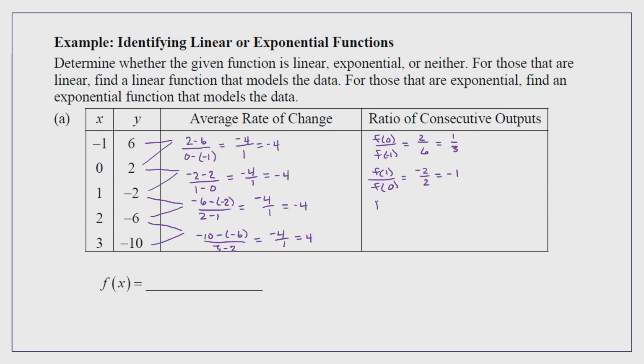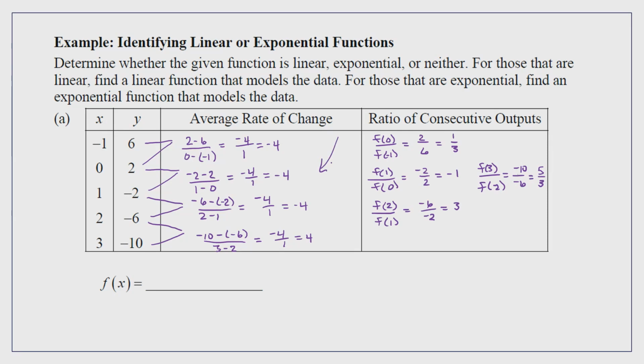Then we will take f of 2 and f of 1, which equals negative 6 over negative 2, which equals 3. Then we will take f of 3 over f of 2, which equals negative 10 over negative 6, which simplifies to 5 over 3. Okay, so notice that the average rate of change for every 1 unit increase in x is negative 4. That's what we got here.